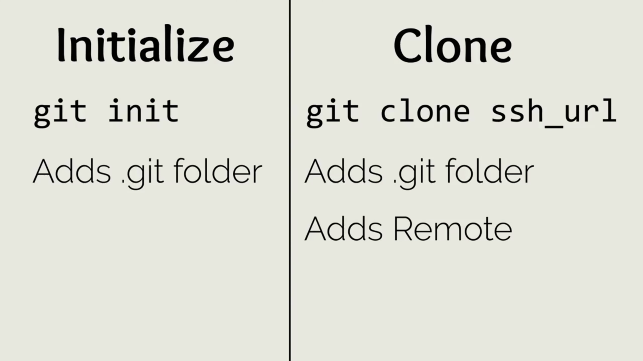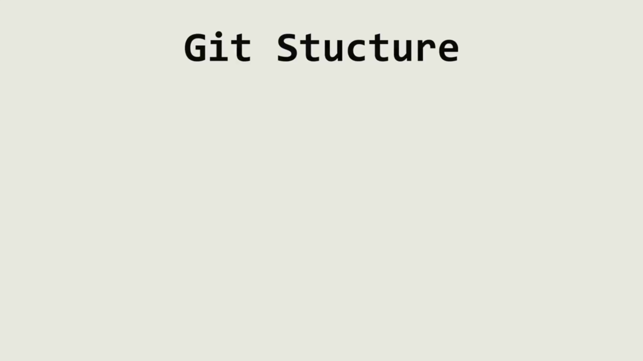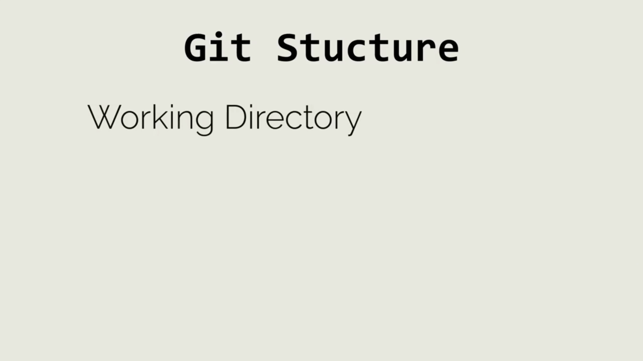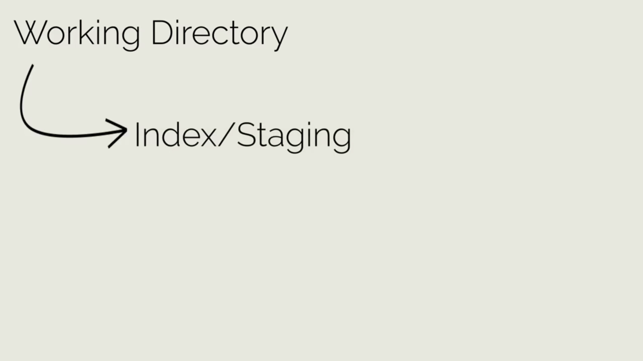Now that we have a project set up on our computer, let's talk about the structure of Git. Git tracks changes through three stages: the working directory, index, and head. The first stage is the working directory. The working directory is simply all the files in the local repository in their current state. None of the changes in the working directory are tracked by Git. In order to track these changes, we first need to add them to the index, which is commonly referred to as staging. This can be done by using the git add command.